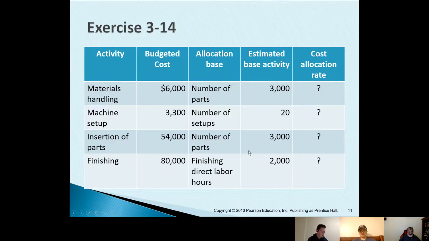This chart represents a chart that's in the book. So the chart that's in the book, it's $6,000. This is the same one that we just did. $6,000 for material handling. In this case, the number of parts that we're doing is 3,000. So what would my cost allocation be here? No, that is the same thing we just did, isn't it? Yeah, $2 per part.